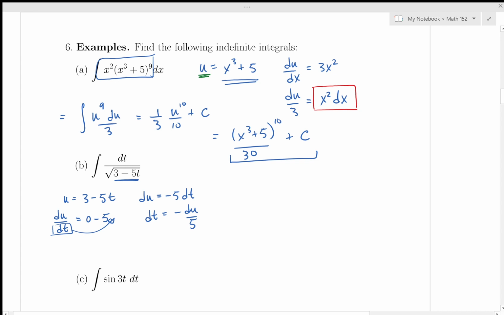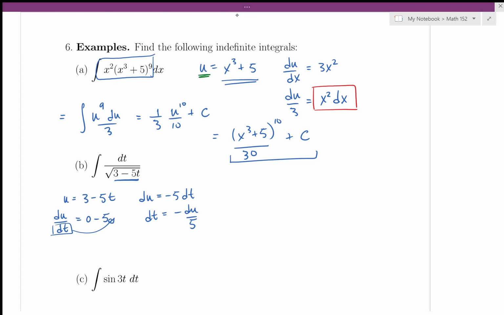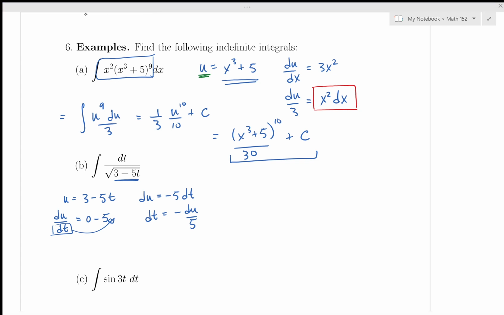Again, I'm going to make sure that I do a complete substitution. I've identified what is dt. So dt is minus du over 5, and that is what has to be replaced right here. Those two things are going to replace one another.